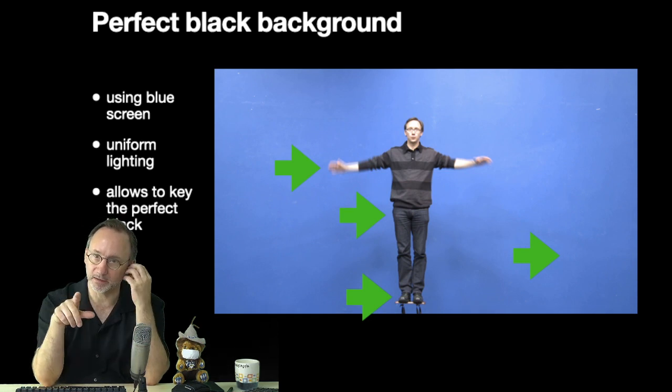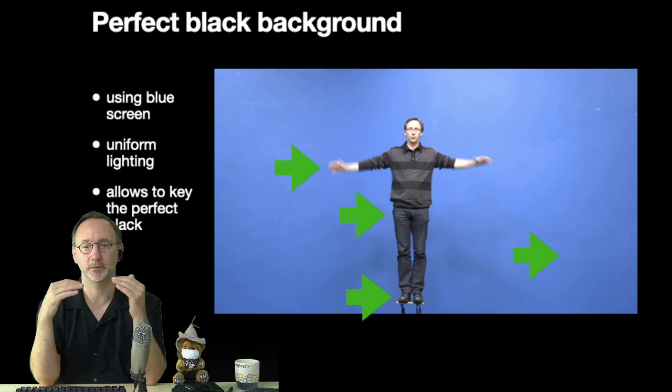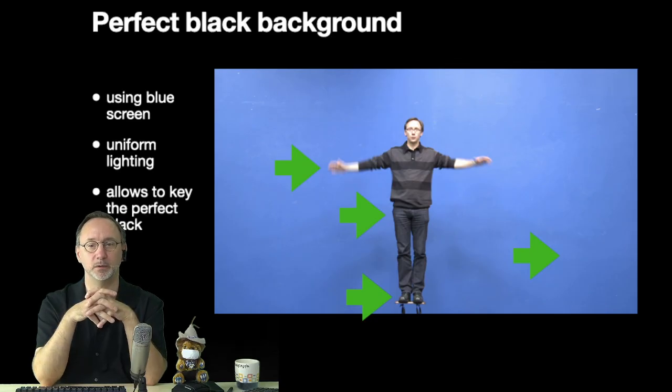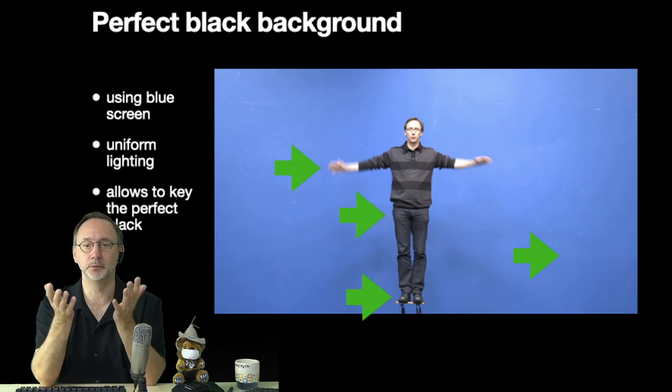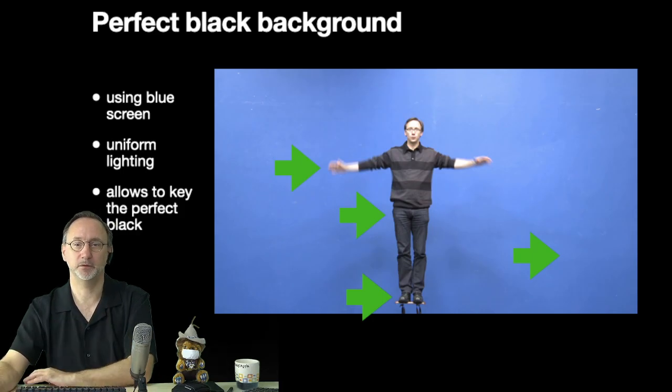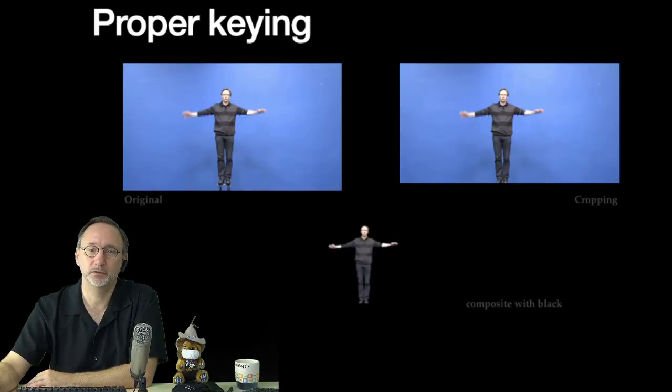And in this case, I filmed myself. I was standing on a small element that I could cut off and key off in order to have a perfect black. So the idea is to replace the blue to have a good contrast and to reduce artifacts by uniform lighting in order to have a real proper keying.